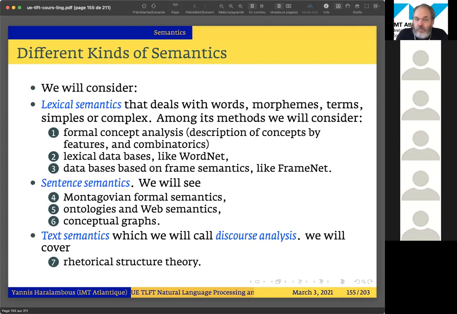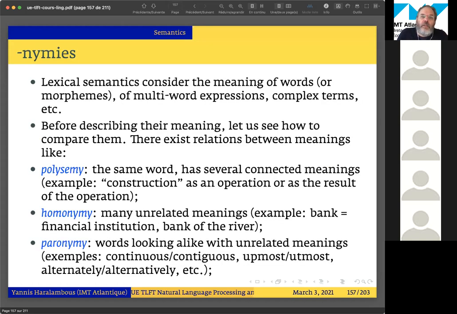Now, let us start with the simplest case, which is lexical semantics. So you all know about relations between words. And whenever I say word, I must insist on the fact that in linguistics, there is no such thing as a word. It doesn't have a very precise meaning. So it's better to speak about morphemes, in this case, lexical morphemes. But we will still use the term word to keep it simple.